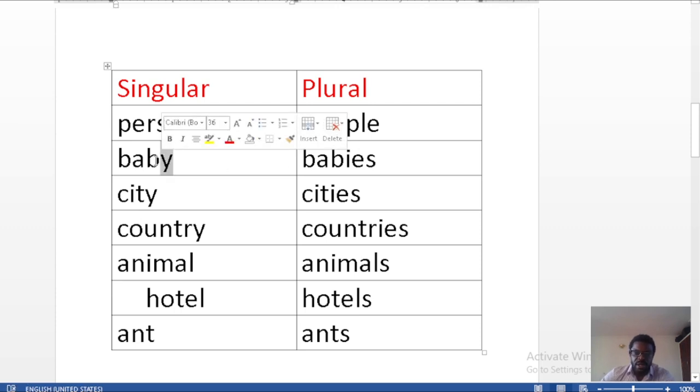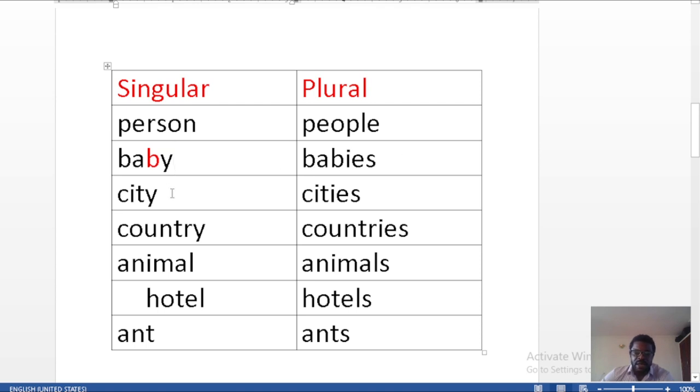When you have a noun that ends with a Y, you have to look out for the letter that comes before the Y. Okay? The letter that comes before the Y is a consonant. That is why here we say babies. So we change the Y into what? I. And then we add what? ES. It becomes babies. Okay?